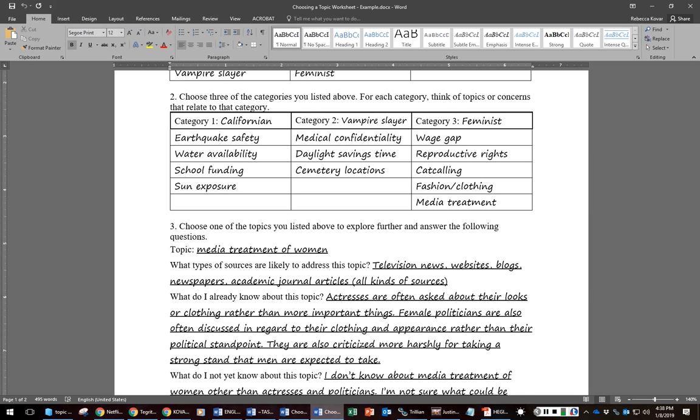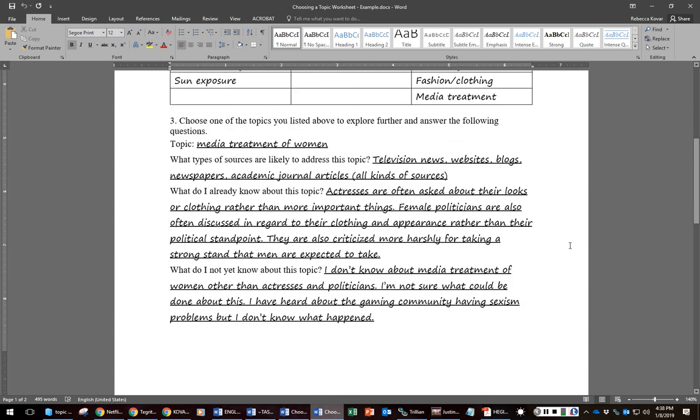If she's a feminist, there's certainly way more options than this that she could address. She could address the wage gap, reproductive rights, catcalling, fashion or clothing industry, the media treatment of women. This sample sheet was written before the Me Too movement. She could absolutely put the Me Too movement in here. That would be absolutely something she could do. So there's a lot of options that she has. She's chosen, in this case, the media treatment of women.